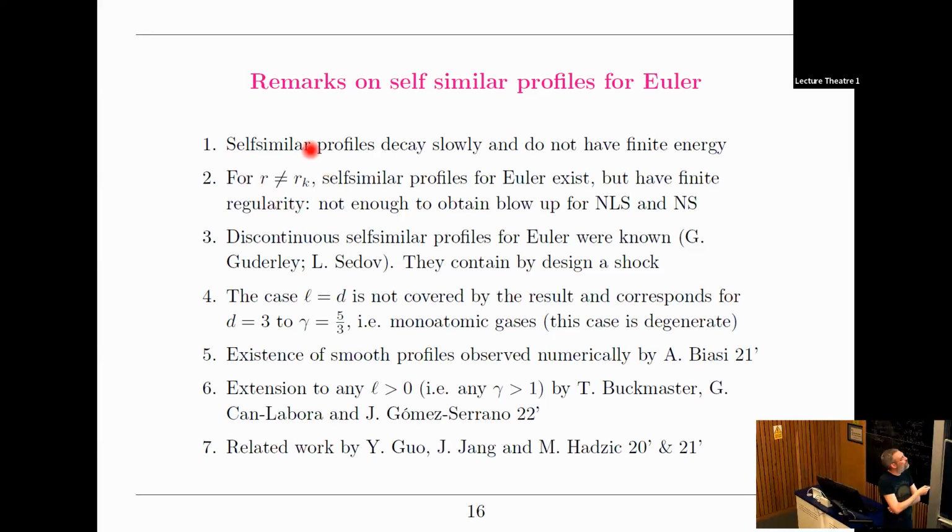Okay, also, what happens for R different from this special value R_k? As Igor mentioned, you still have self-similar profiles, and in fact, they are still regular. And I should mention that as soon as you approach this limit R star, they are more and more regular. They tend to infinity, there are more and more derivatives.